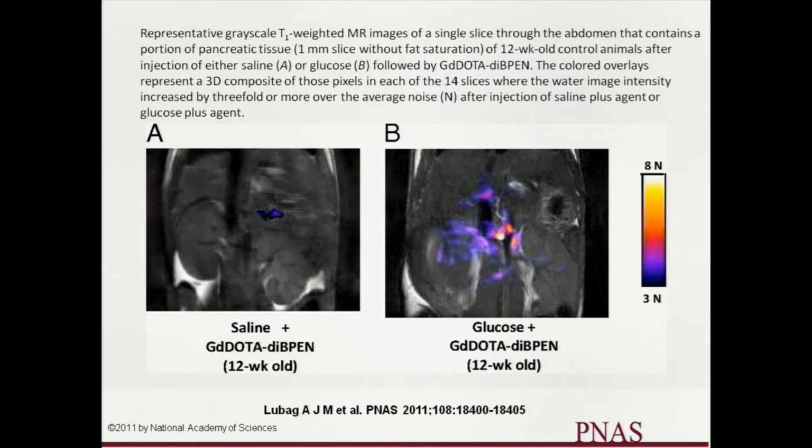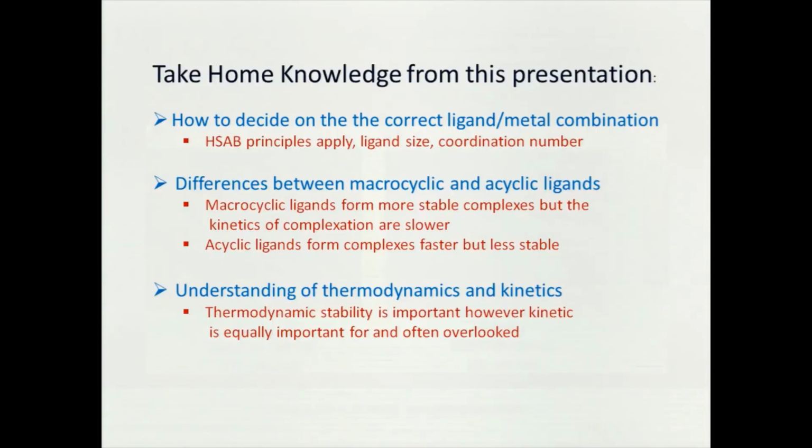adding that complex with no additional glucose introduced, we see very little activity in the pancreas. But including glucose in the injection, then we get all kinds of activity showing up. This is a kind of an important discovery. It has a lot of implications. So it reflects the design and capabilities that are available with these different kinds of chelating agents.